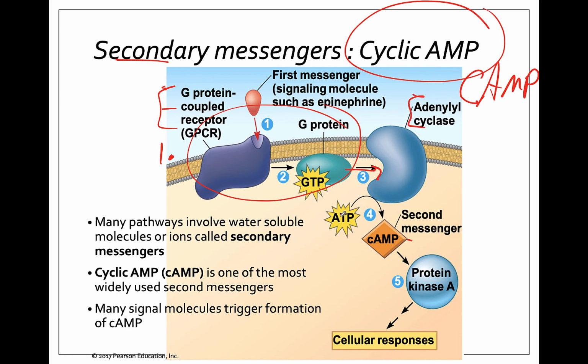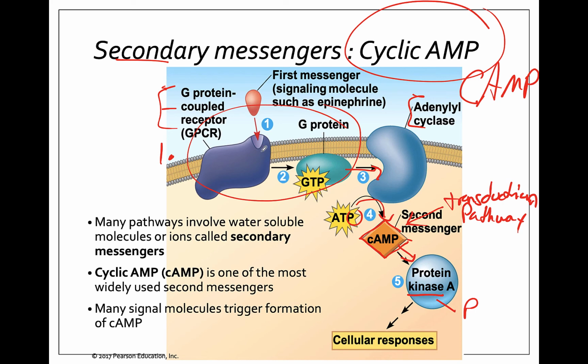Adenylyl cyclase is going to cause ATP to give a phosphate to AMP, which is going to turn it into cAMP. And this is my secondary messenger. The cAMP is going to go find a proper protein kinase. Again, kinase is going to add phosphates to things. And this kinase is going to add a phosphate to something, change its shape, and then cause additional steps. So this is just one part of the transduction pathway.